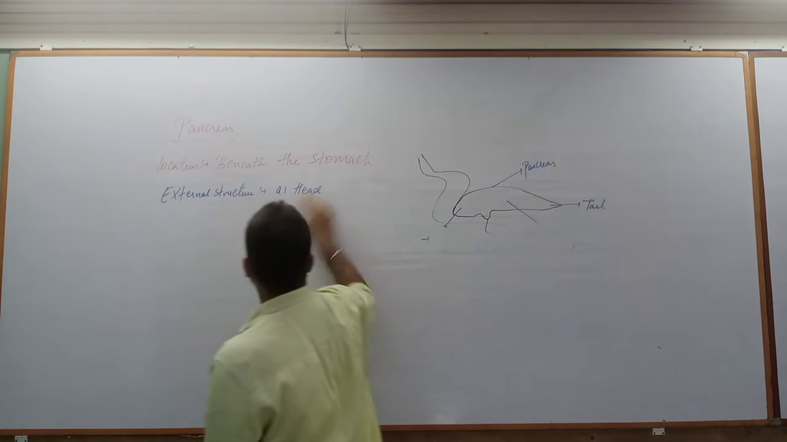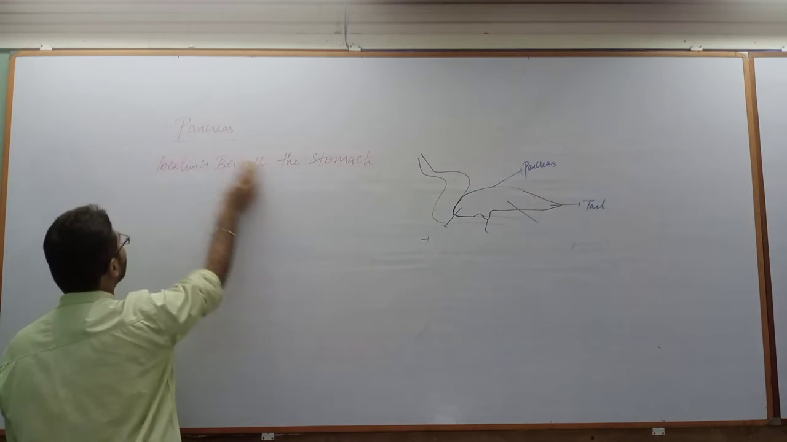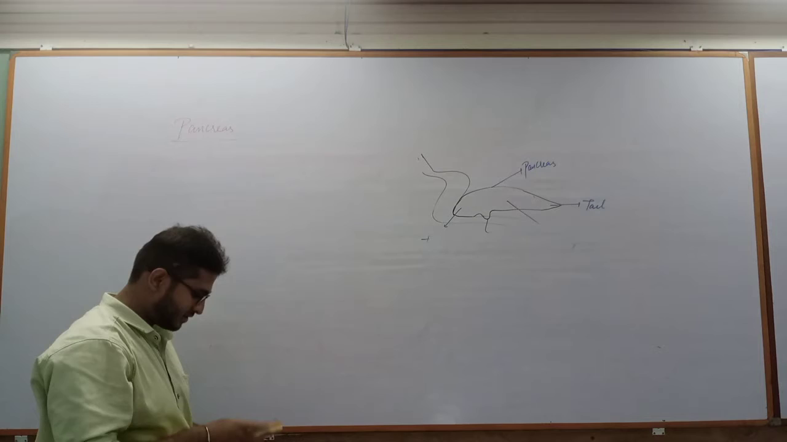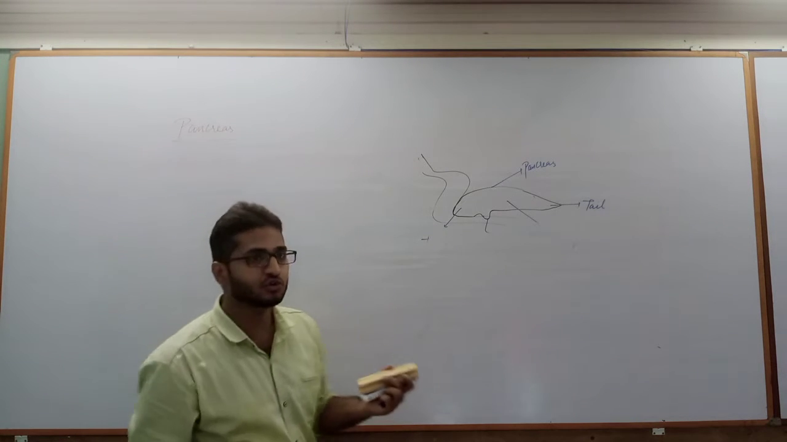The exocrine part has cells which are called acini cells. So the cells of the exocrine part of the pancreas are called acini cells. So let us discuss acini cells, their secretion and their role.